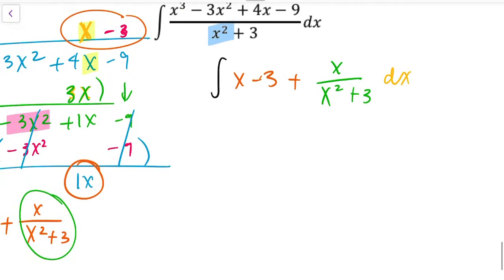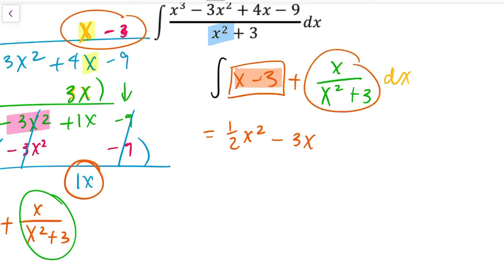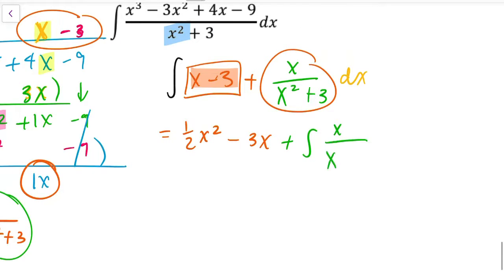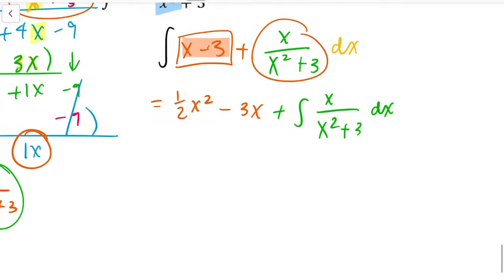So let's first very quickly find the antiderivative of x minus 3. Well, just reverse power rule. That's going to give us 1/2 x squared minus 3x. So this antiderivative is going to be equal to this part plus the antiderivative of this part, which I'll just write out again because that's what we're going to be focusing on next with respect to x. And then there's going to be plus c in here somewhere that we'll worry about at the end.